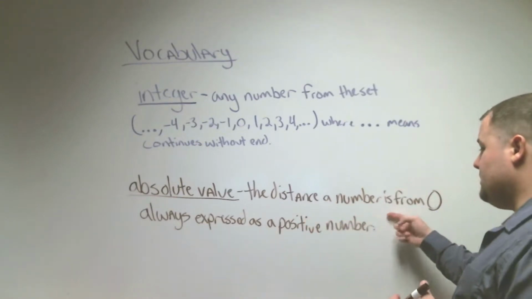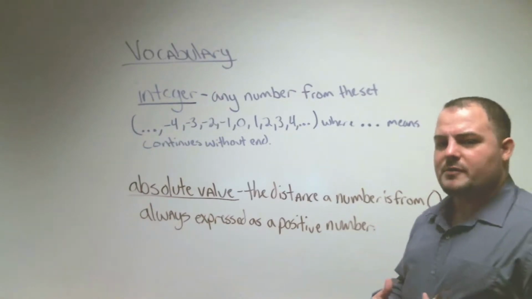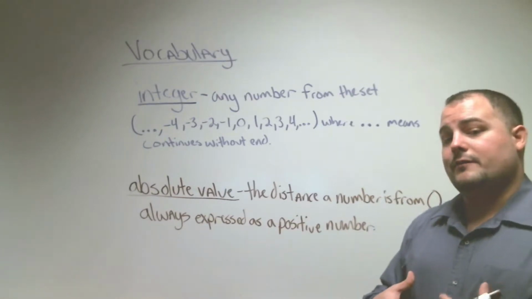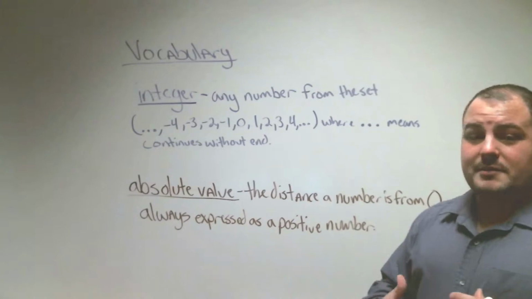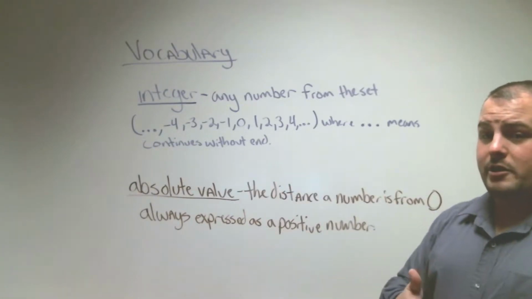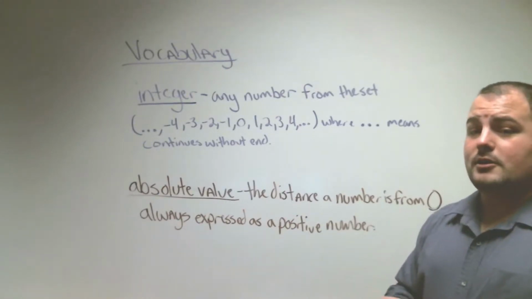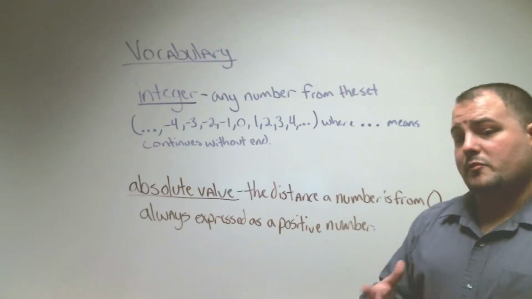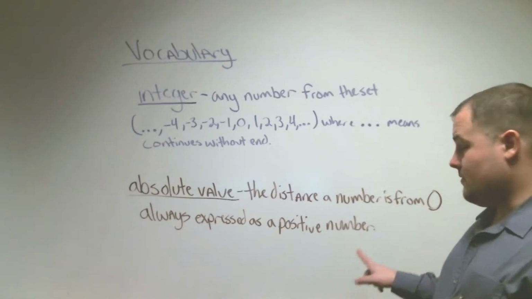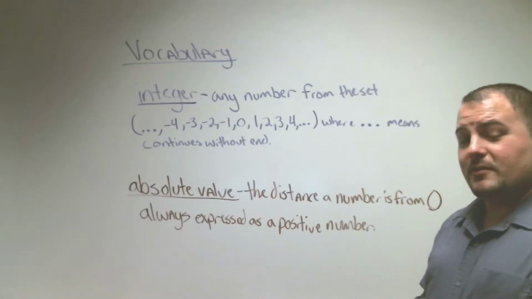Absolute value is the distance a number is from 0, and it's always expressed as a positive number. So when we talk about distance from something, we're always saying that that's a positive number. So if I said, how far is it from Bowling Green to Florida, we would say maybe it's 2,500 miles. And if we change direction, we said, how far is it from Florida to Bowling Green, it would still be 2,500 miles. It doesn't matter which way you look at it, we're still talking about a positive number when we talk about distance from something. So absolute value is the distance away from 0, and it's always expressed as a positive number. Let's go ahead and look at our first example and see what happens.